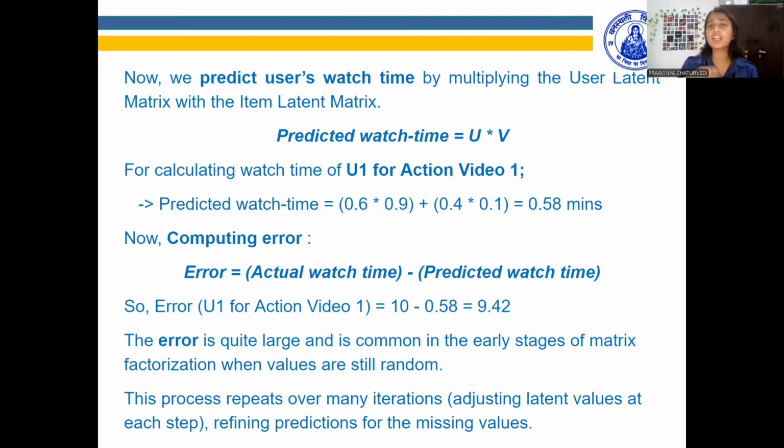But as we continue to make the iterations, the latent values would keep adjusting by each step, and thus the prediction process would keep refining. So there is no set number of iterations, but if you continue to keep doing the iterations, the process basically depends on how long you give the platform the time.